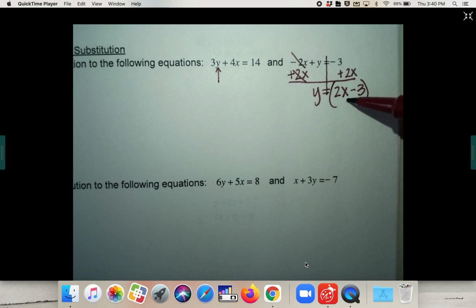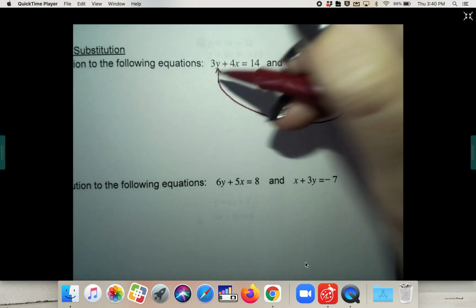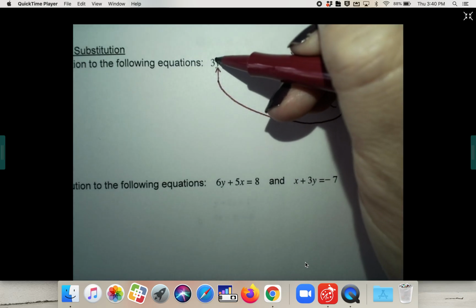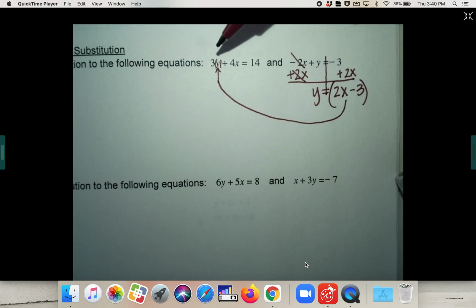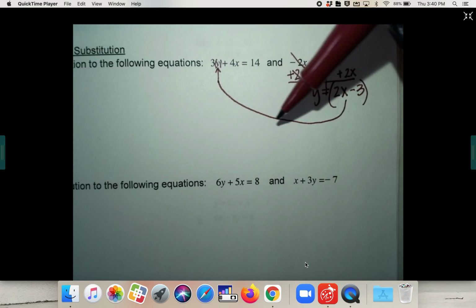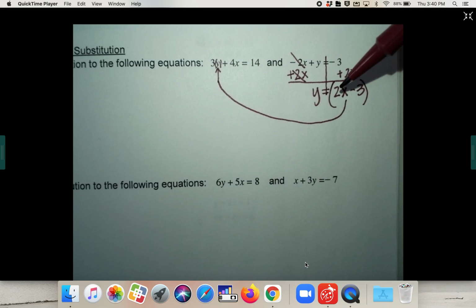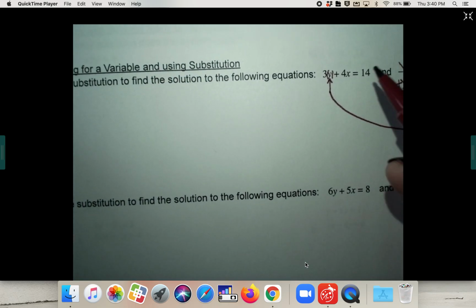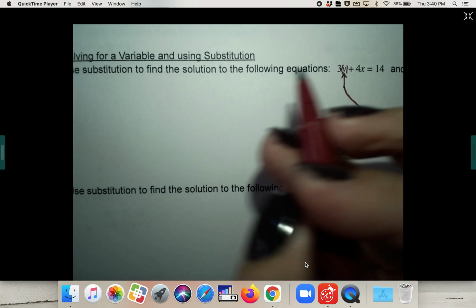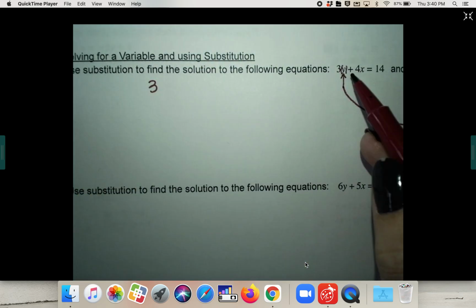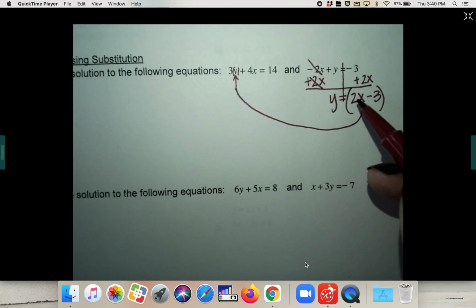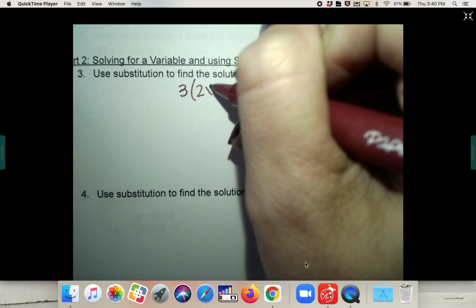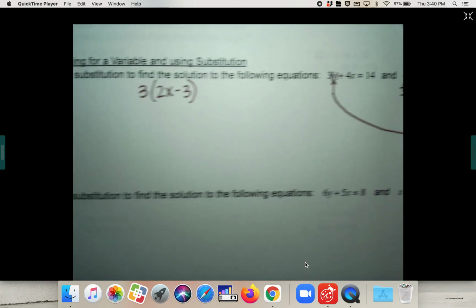So I'm going to grab this and I'm going to substitute it into the other equation's y. All right, so I'm going to rewrite this first equation, but instead of y, I'm going to write what y equals, which is 2x minus 3. So let's go over where we have some space and let's rewrite this equation. We're substituting 2x minus 3 in for y.